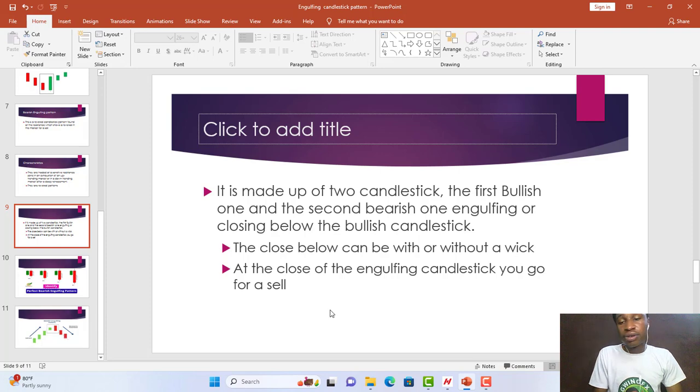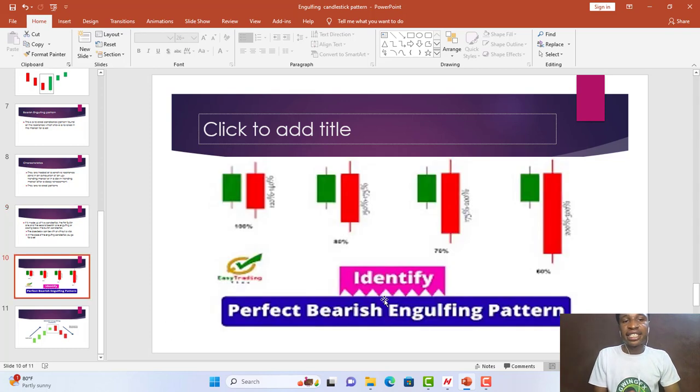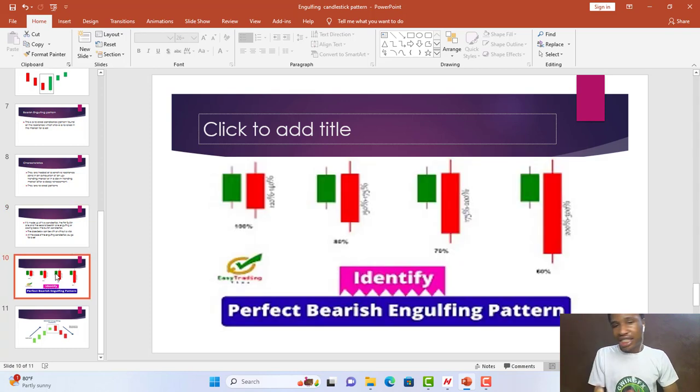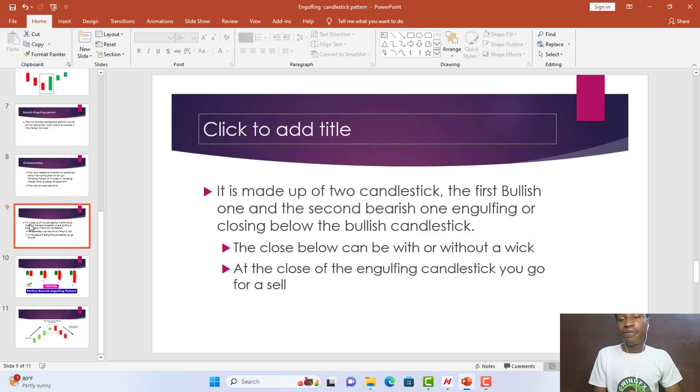It's made up of two candlesticks. The first, the bullish one, and the second, the bearish one, engulfing or closing below the bullish candlestick, just the way you see here. So it has to be that way. The close below can be with or without a wick, just the same way in the forex market.